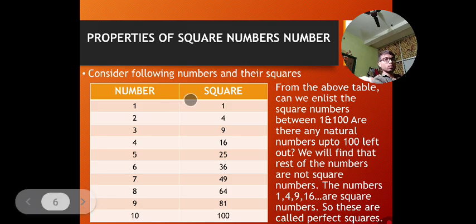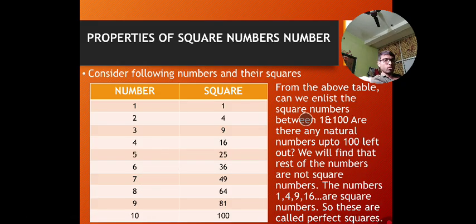Consider the following numbers and their squares. We have a number, and the square of this will be 1 raised to power 2. So 1 multiplied by 1 would be 1. The square of 2 would be 4. The square of 3 is 9. We just multiply the number by itself one time. So 4 multiplied by 4 would be 16.